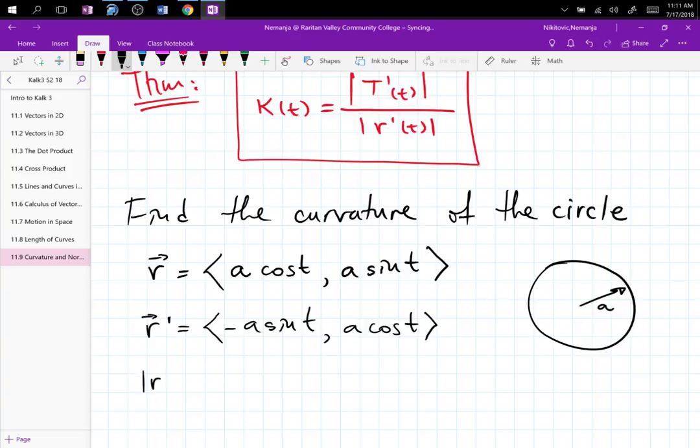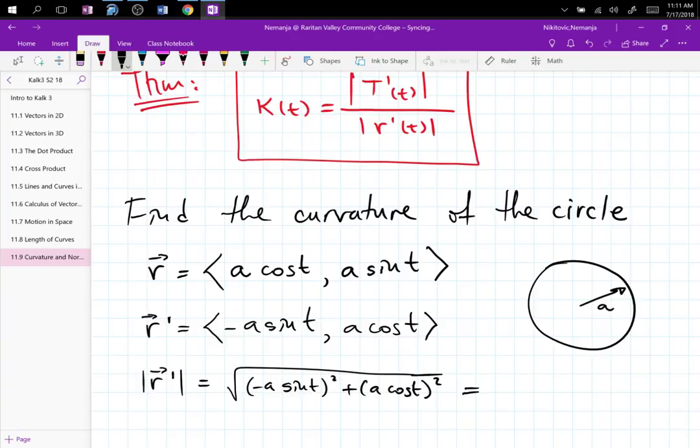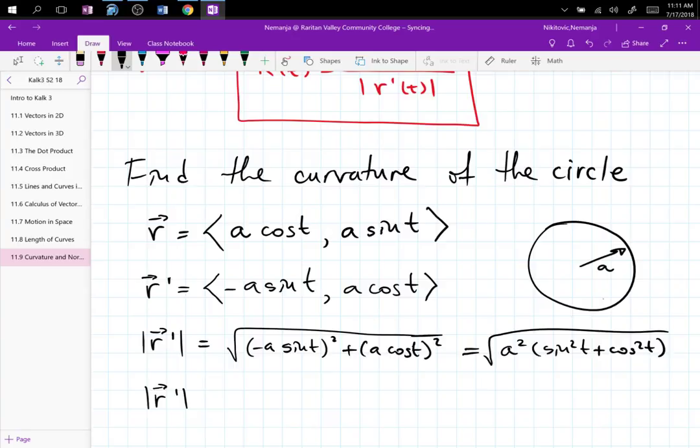And then we also need the magnitude of r prime, not just for the formula, but also to find the tangent vector. So this is the square root of negative a sine t squared plus a cosine t, everything squared, which just gives us a eventually. So what I have is a squared times sine squared t plus cosine squared t, and that's 1. So the magnitude of r prime is just a.